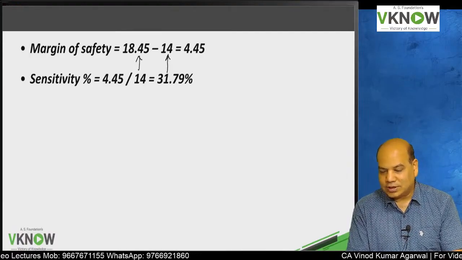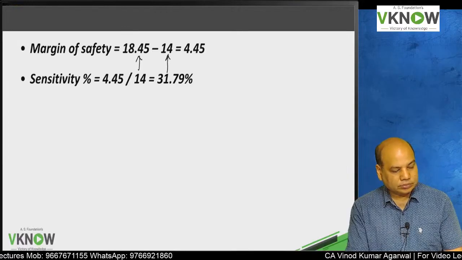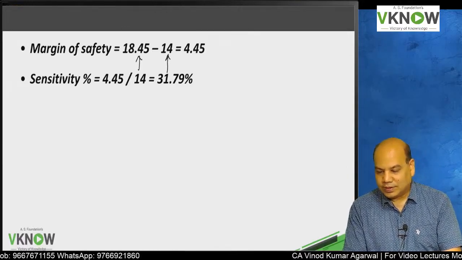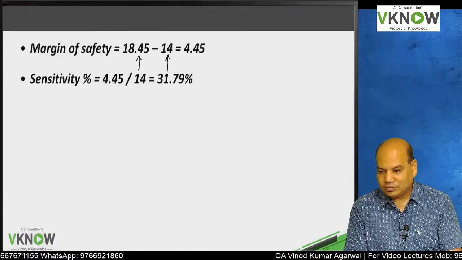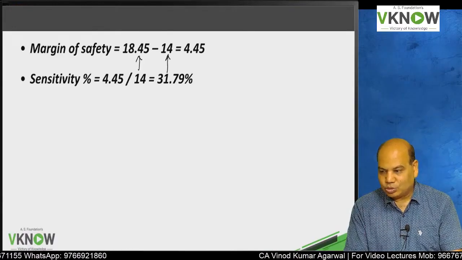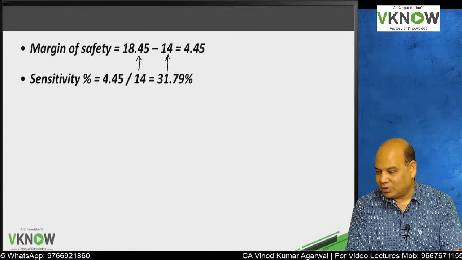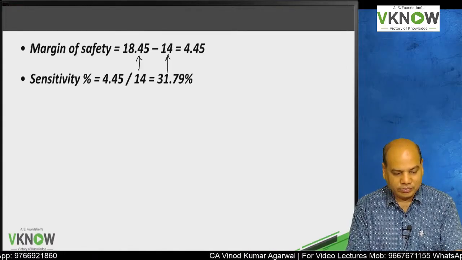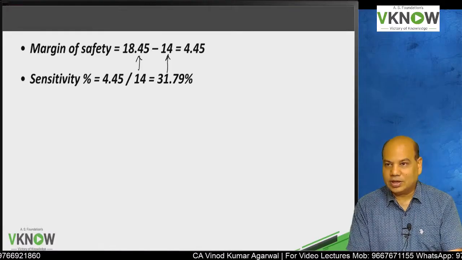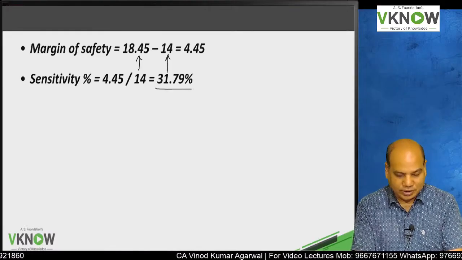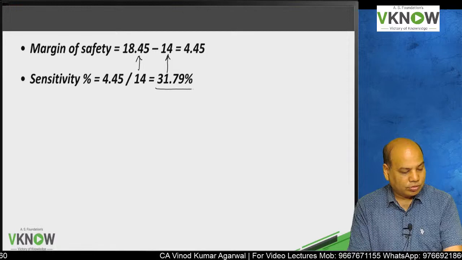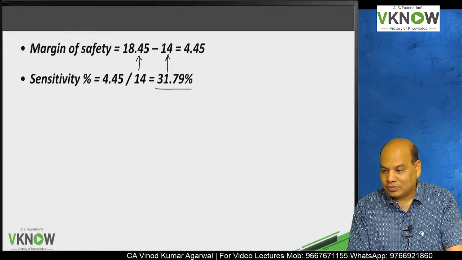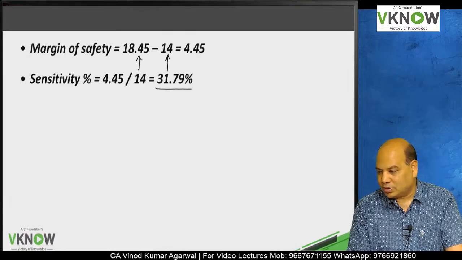Then write down sensitivity percentage. Sensitivity percentage equals 4.45 divided by the original estimated rate 14. Answer is 13.79. 13.79 percent is the sensitivity percentage. So this is how you will apply sensitivity testing for 4 variables.